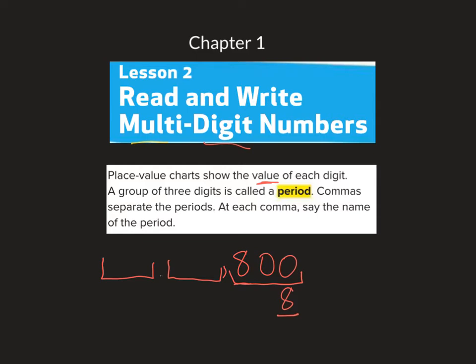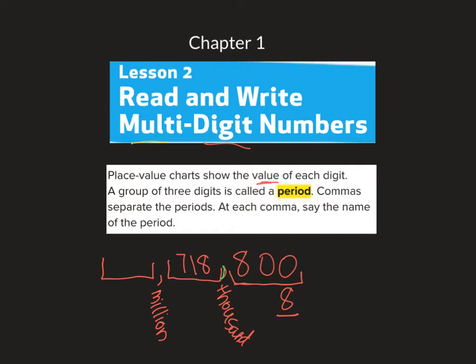Commas separate the periods. At each comma, say the name of the period. So this would be million. This would be thousand. An example of this would be 718, and then 1,800. So I just say the 3 numbers, and then I say what the period is called.